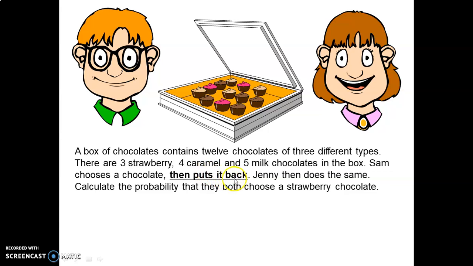So he puts the chocolate back. Then Jenny does the same. Calculate the probability that they both choose a strawberry chocolate. So he takes the strawberry, takes a bite, puts it back. Then Jenny chooses from the same box. What is the probability they both have selected strawberry on that first choice? So we're looking for the probability of strawberry, then strawberry, like strawberry chosen by him, then another one chosen by her.